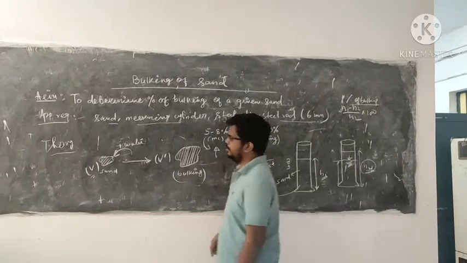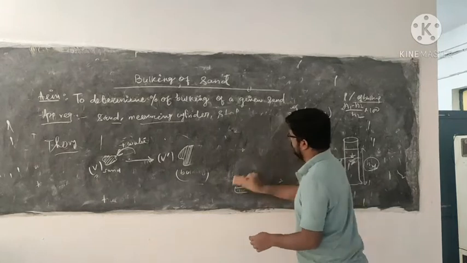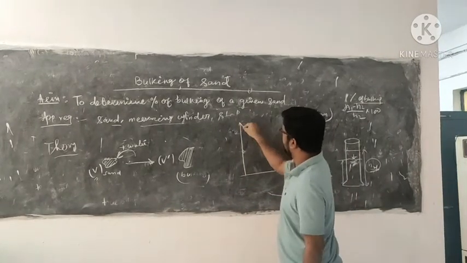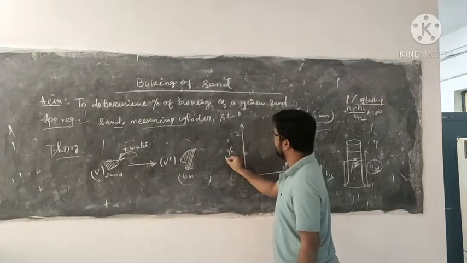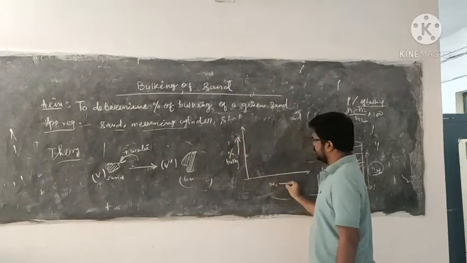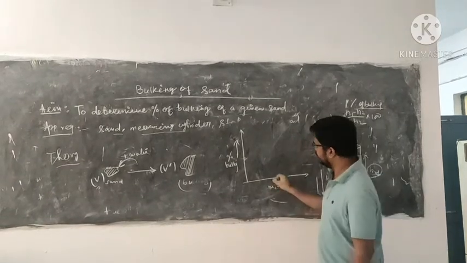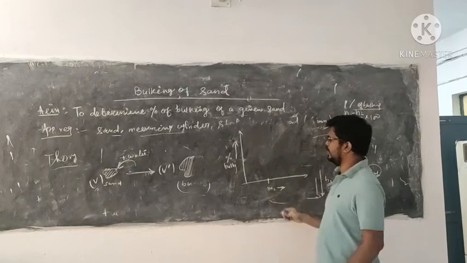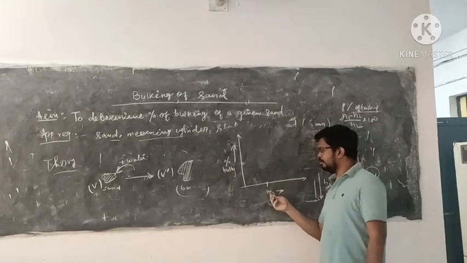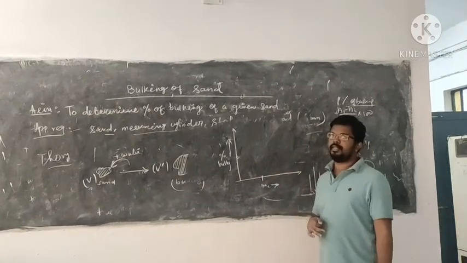Then next step, what we will do? We will draw a graph of percentage of bulking versus moisture content, and from this graph we will easily find out for what percentage bulking is there, for what percentage there is maximum bulking, and from which bulking goes on decreasing. So let's start the practical.